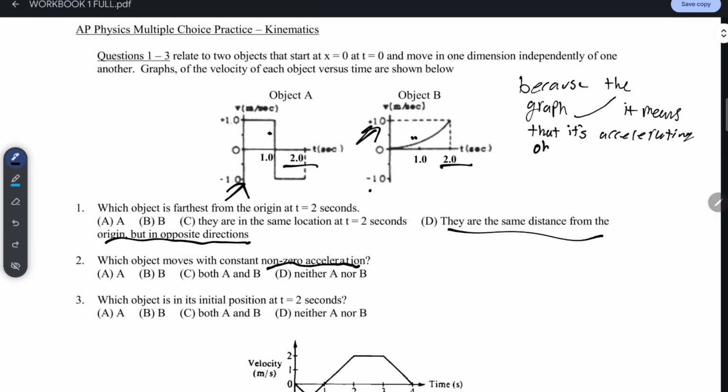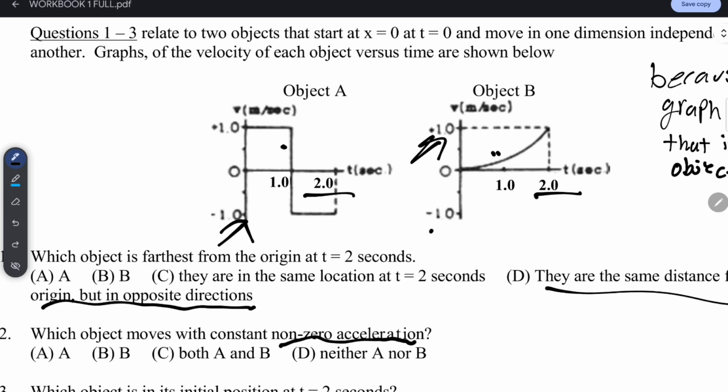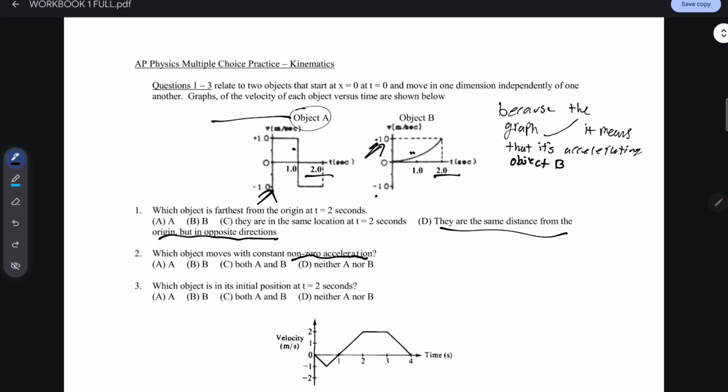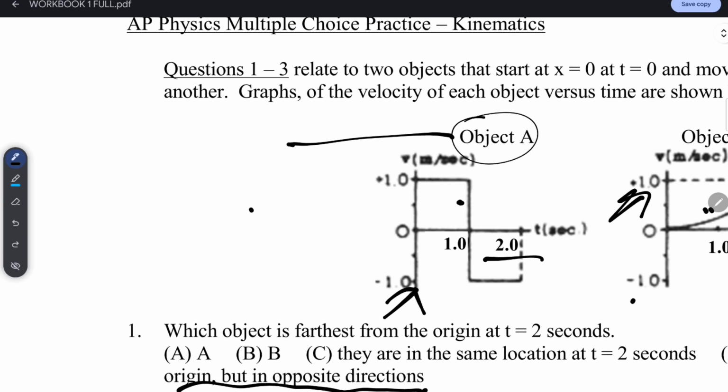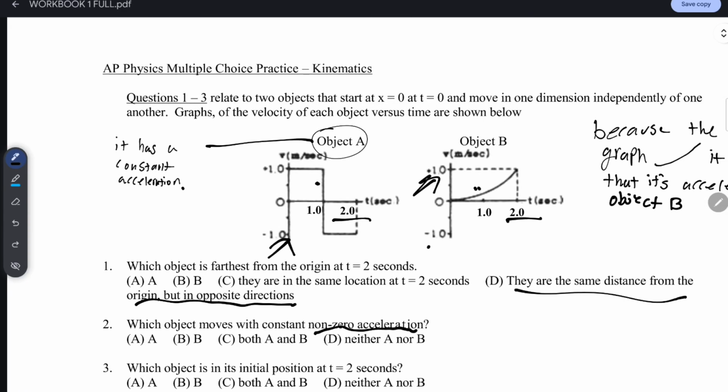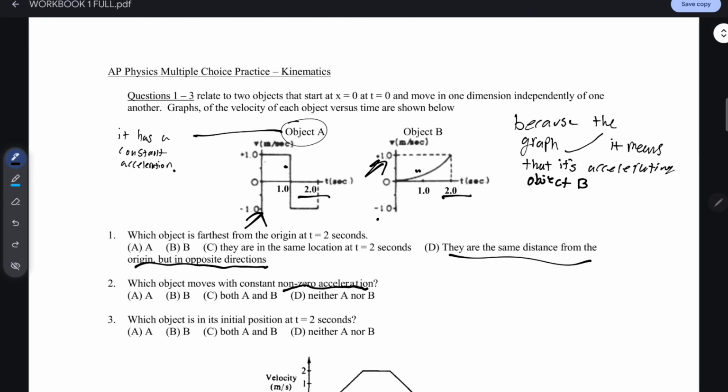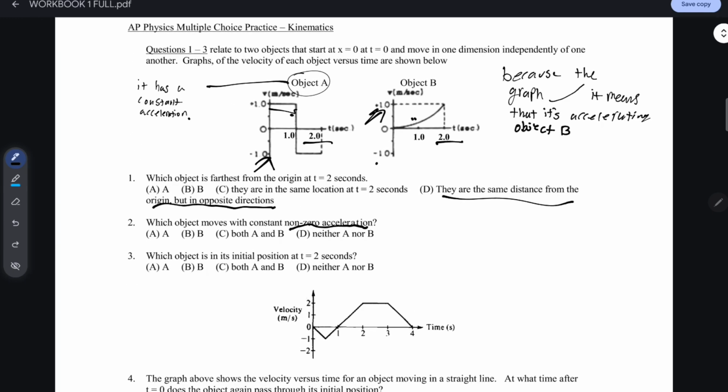And this is for object B. On the other hand, object A has a constant velocity. So this means that it's not accelerating. You can see that it's a straight line. So on this one, the answer would be object B.